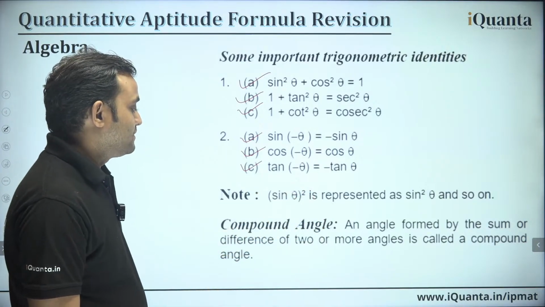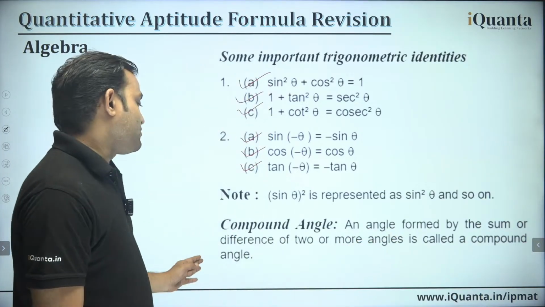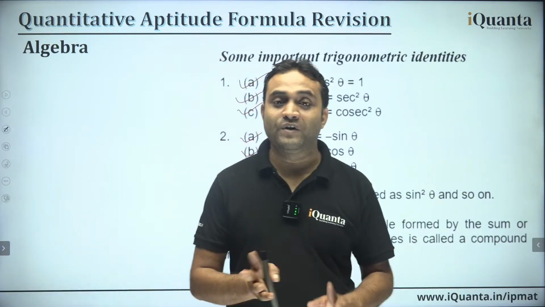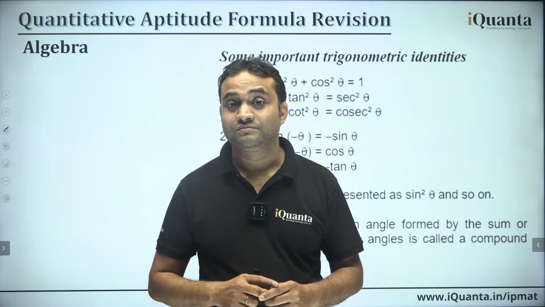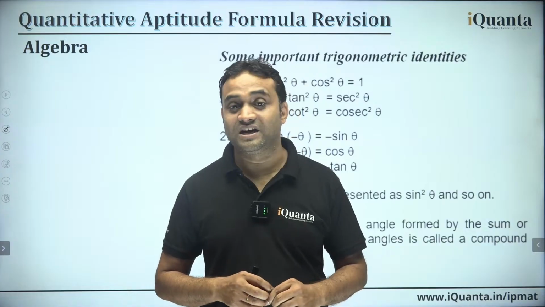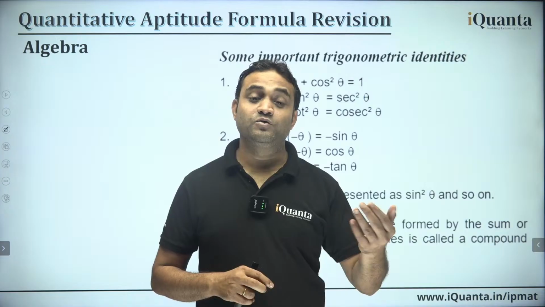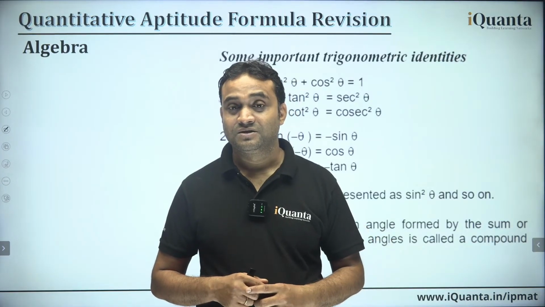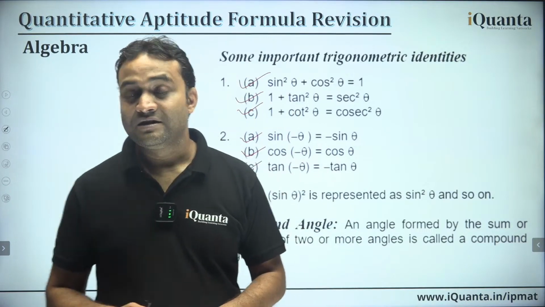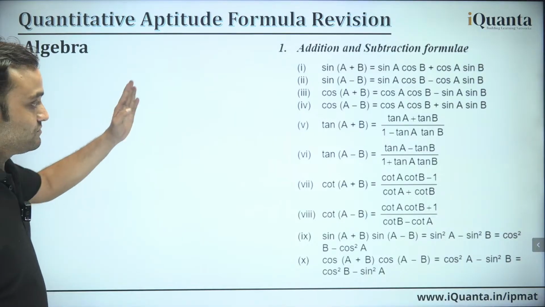Alright. Now what is a compound angle? An angle formed by the sum or the difference of two or more angles is known as a compound angle. Like if you need to find sin 45 degree, you know the exact value, 1 by root 2. If you need to find sin 30 degree, you know the value, 1 by 2. But what if you need to find sin 75 degree? Sin 75 degree can be written as sin of 30 degree plus 45 degrees, and there we use the compound angle formula, which is this one.